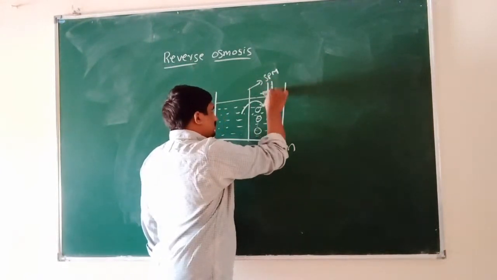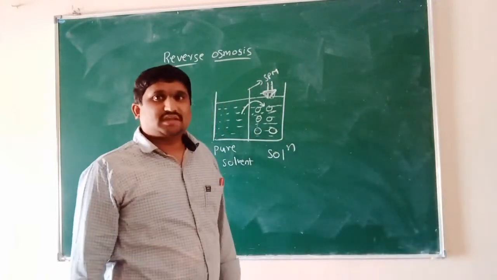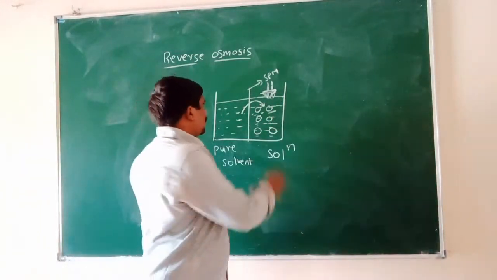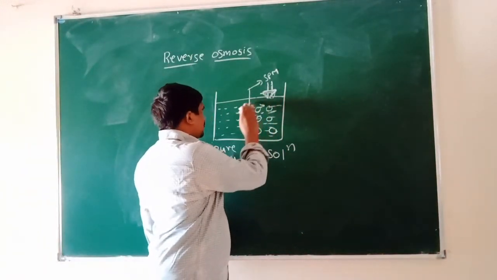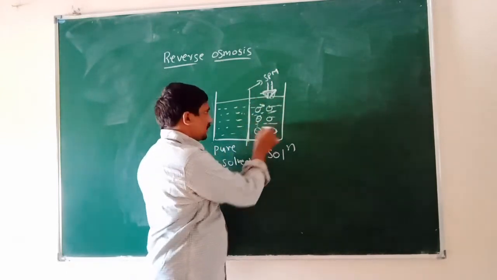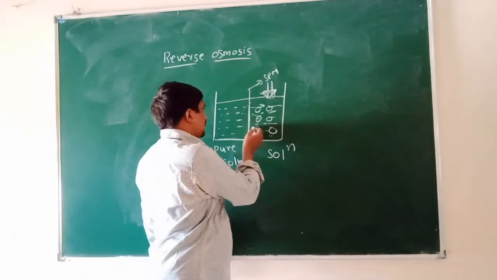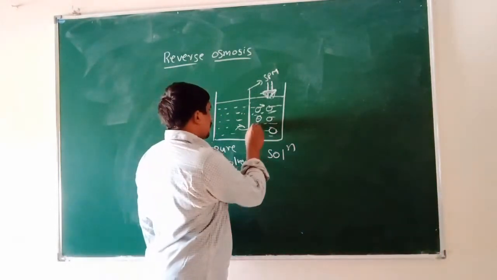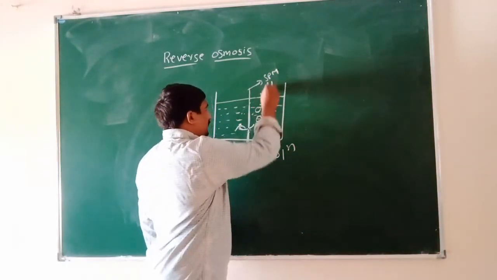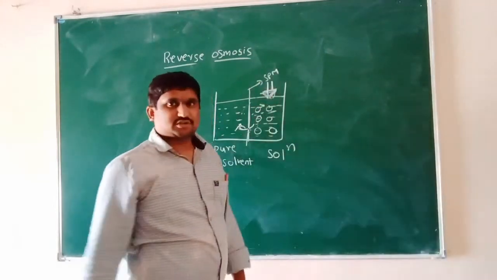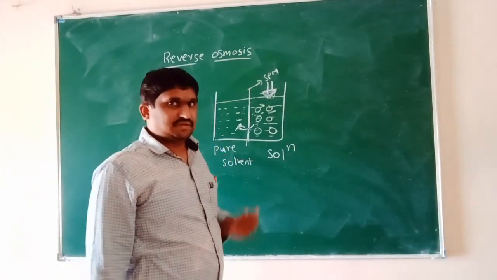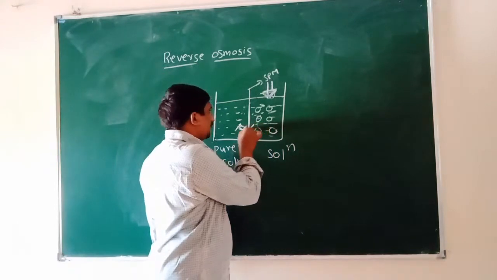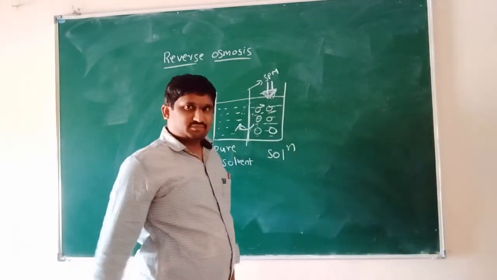Now if you apply pressure on the solution side which is more than the osmotic pressure, then the water will come out from the seawater. Reverse osmosis is taking place. If the pressure applied on the solution is more than the osmotic pressure, osmosis takes place in the opposite direction, and the pure solvent flows from solution to solvent.